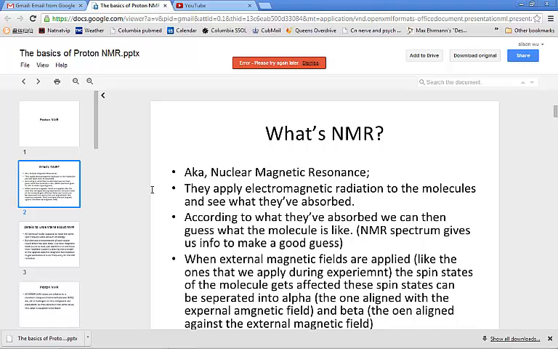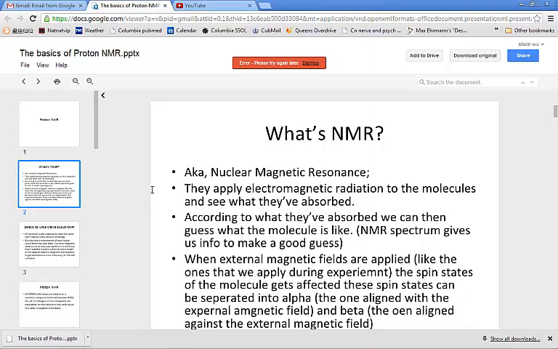What happens when the electromagnetic radiation hits the nuclei? It turns out that the nuclei themselves have their own magnetic fields. The natural magnetic fields in each nucleus are different, and they have their spin states, and such spin states can be affected by an external magnetic field, such as the one the machine we use applies.